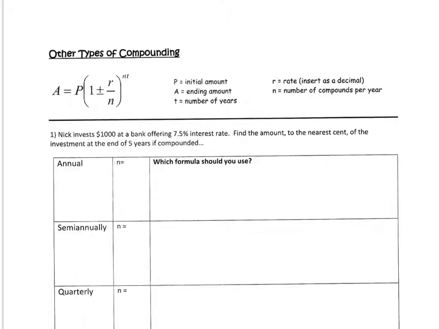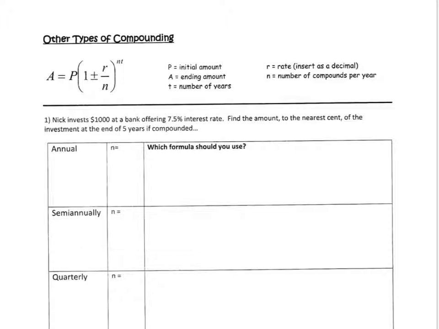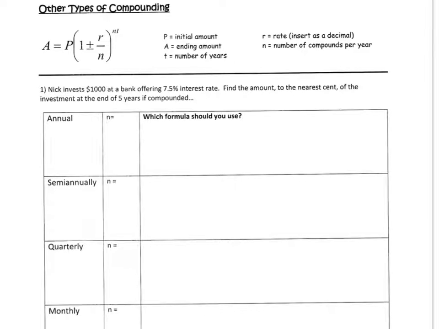Okay, now this is a formula that you see here that we are going to use when I'm compounding your interest other than annually. So we're going to talk about an example here, and we're going to go through all the different types of compounds and what will happen to your money after it's been compounded that amount of times. So we're talking about Nick investing $1,000 at a bank offering 7.5% interest rate. Find the amount of money to the nearest cent of the investment at the end of 5 years, if compounded which way. So let's talk about an annual compound.